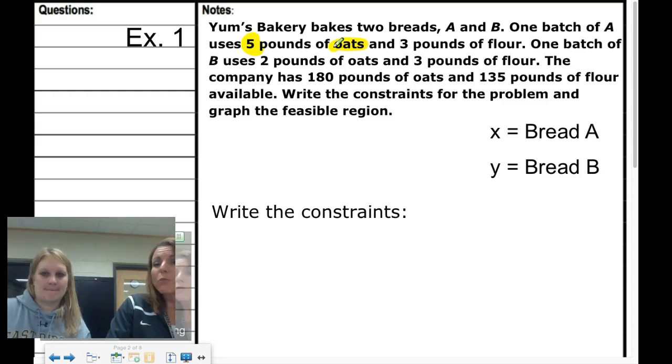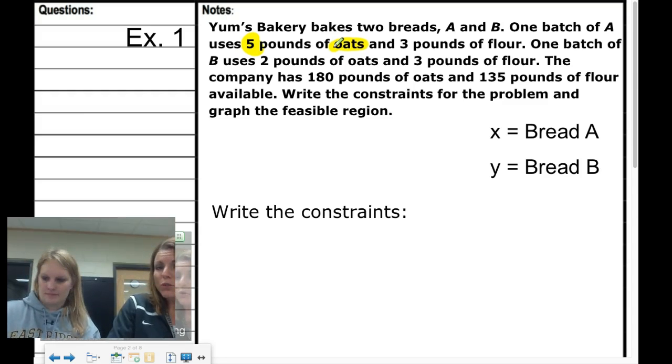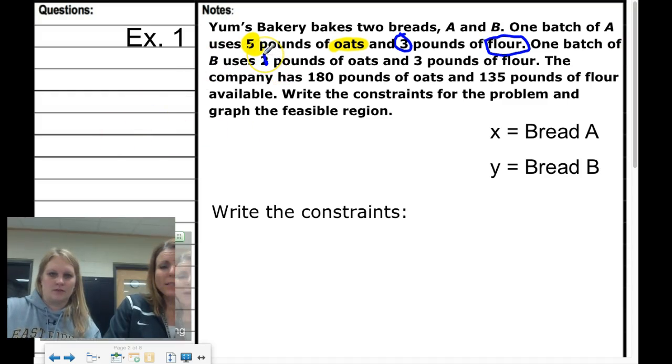One batch of bread A uses 5 pounds of oats and 3 pounds of flour. So now we're going to change our color for flour, blue. There we go. Flour is going to be blue. That is A. Now, one batch of bread B uses 2 pounds of oats. We're back to yellow again.